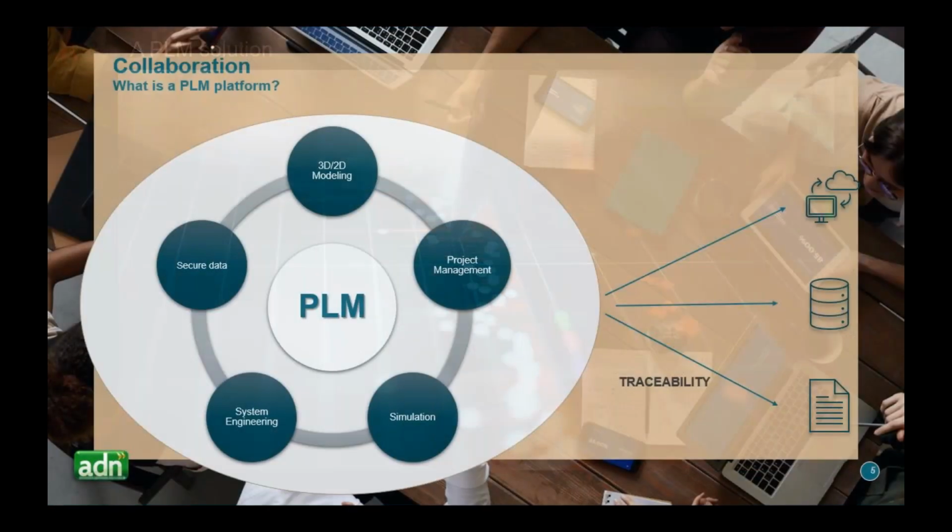So what is a PLM solution? The main functions of a PLM are as follows: 3D and 2D modeling, project management, simulation, system engineering, and secure data. A PLM therefore makes it possible to manage different types of files while retaining complete traceability, such as traces, histories, approvals, as well as a versioning system. And all of this is stored in a secure cloud managed by the company that owns the PLM.